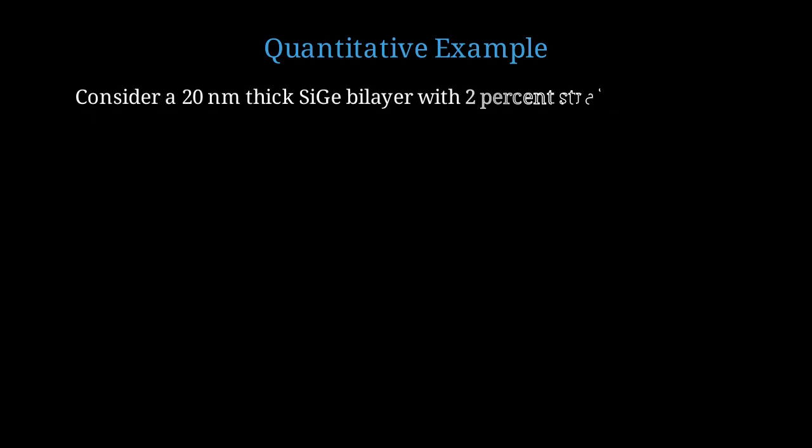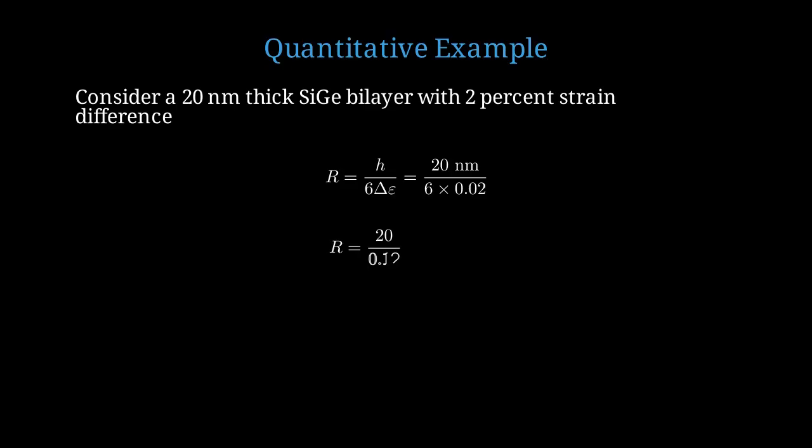Let me work through a quantitative example to make this concrete. Consider a 20 nanometer thick silicon germanium bilayer with a 2% strain difference between the top and bottom. Using our formula, the radius equals thickness divided by 6 times strain difference. That's 20 nanometers divided by 6 times 0.02. 20 divided by 0.12 equals about 167 nanometers.